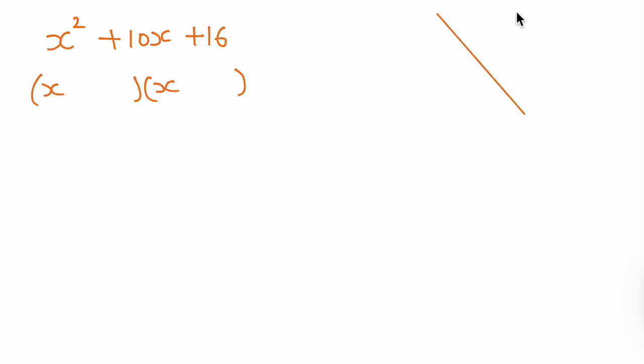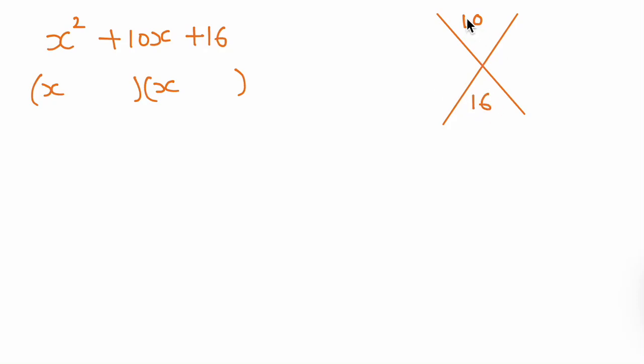So let's say my equation is x squared plus 10x plus 16. This is my quadratic equation. So how do you factorize it? You form two factors, x and x, and then you apply the AC method. What is that AC method? This number is the coefficient of x, and the constant term is written here.